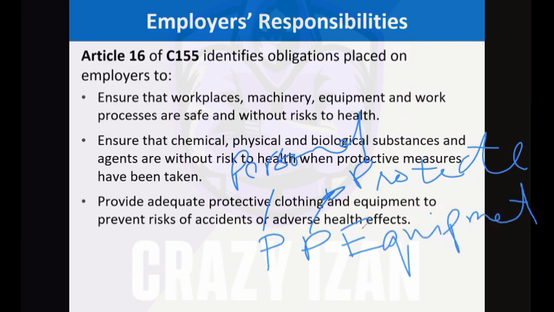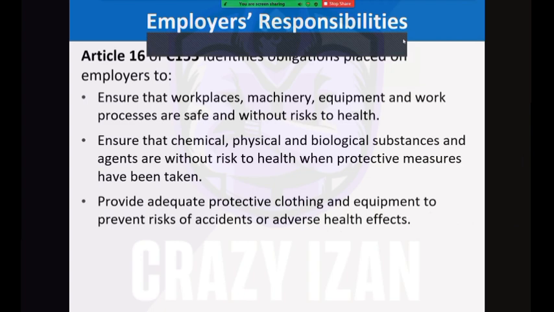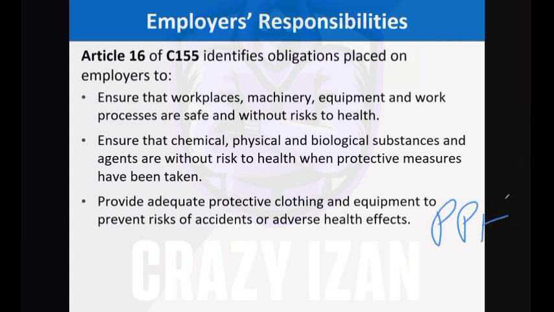Okay. What is personal protective equipment? Personal protective equipment includes your safety helmet. It includes your safety goggles. It includes your coveralls. Okay, the clothes which you are wearing. So all of this is known as personal protective equipment or PPE. So the employer's responsibility is to provide adequate protective clothing and equipment to prevent the risks of accidents.